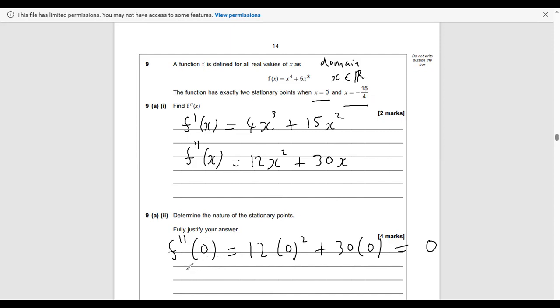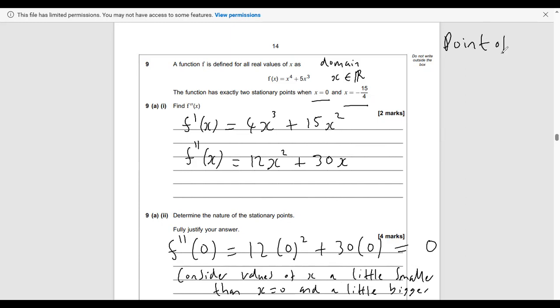So what we want to do is consider values of x a little smaller than x equals 0 and a little bigger. The reason we want to do this is, remember, with points of inflection, let me just write this over here.